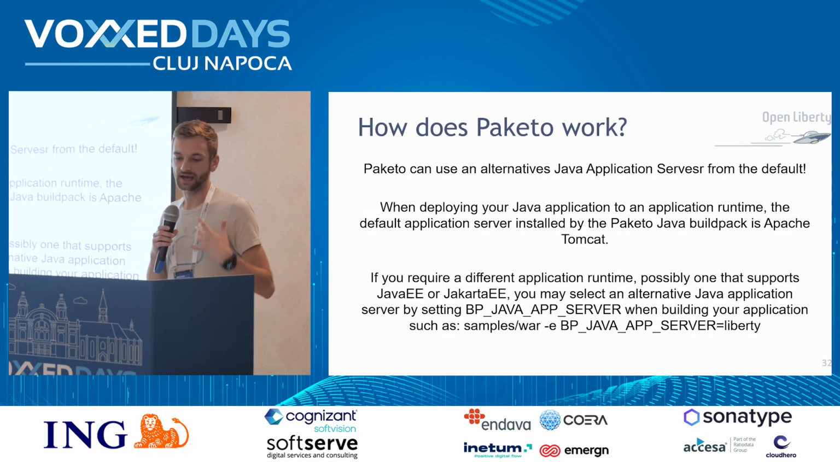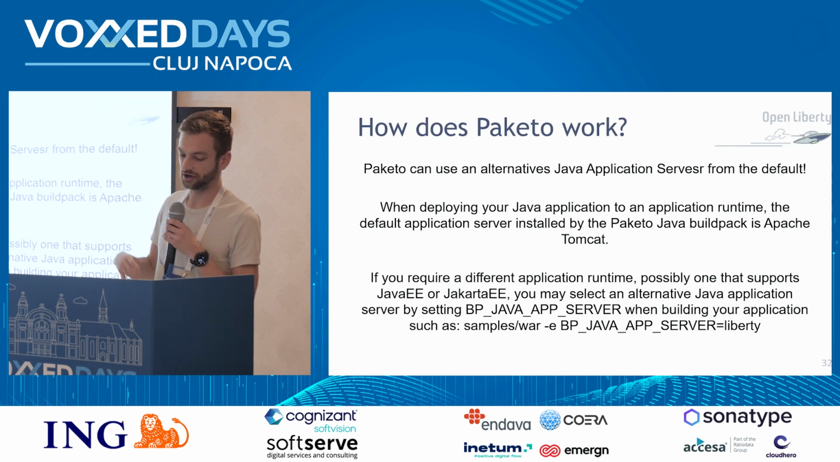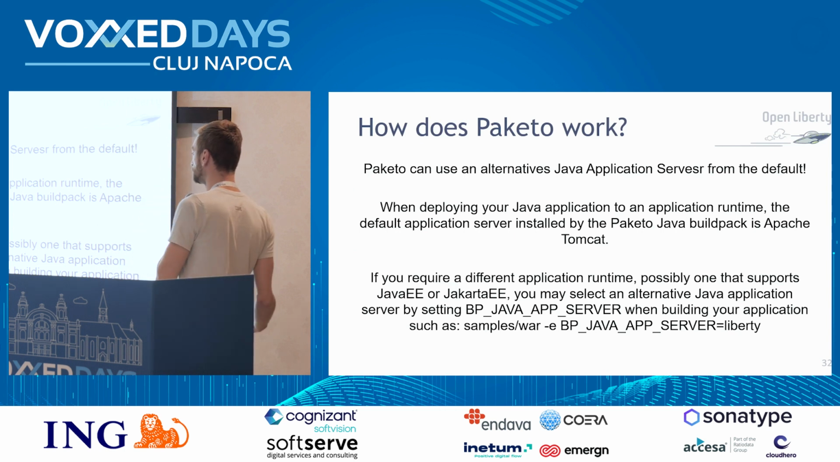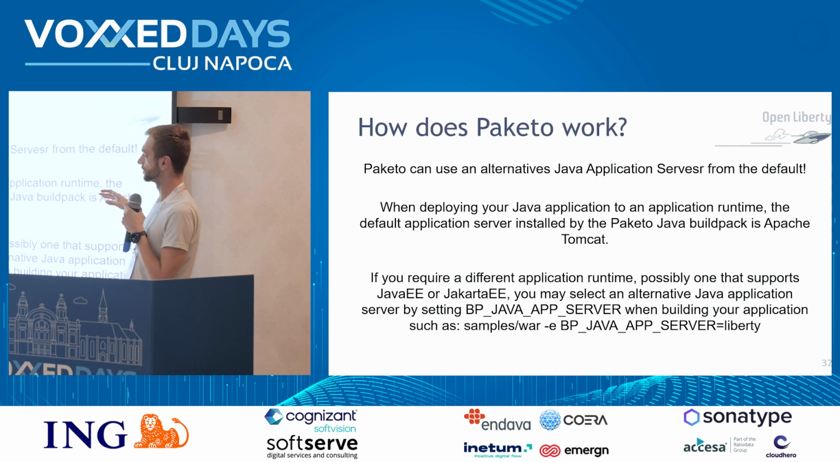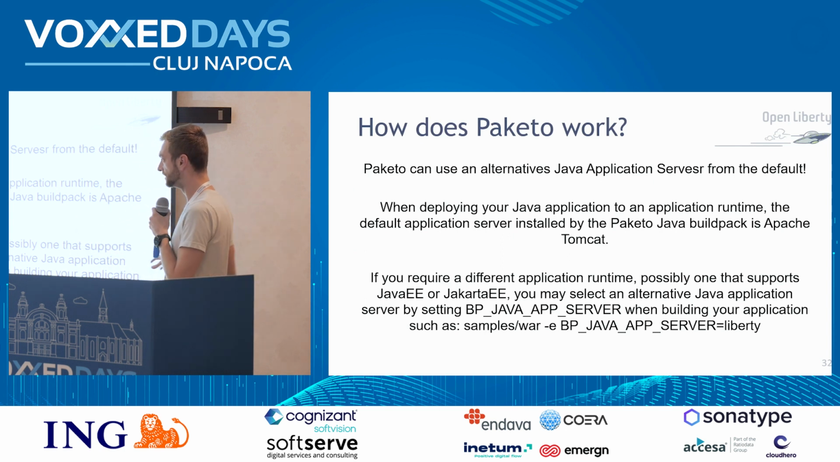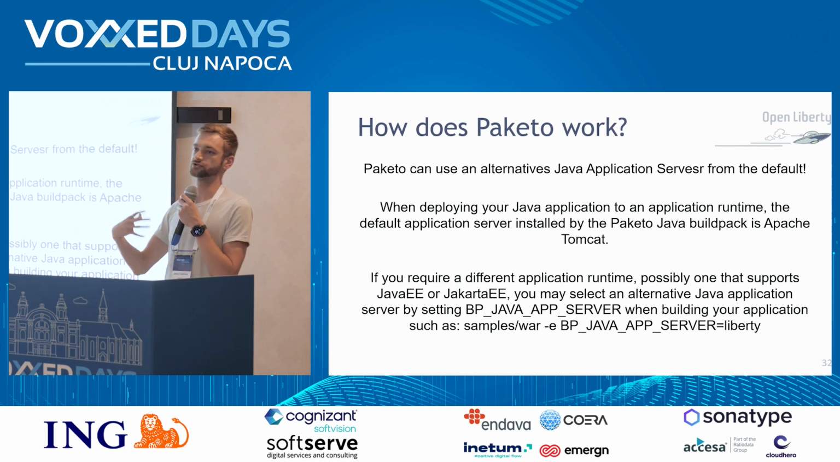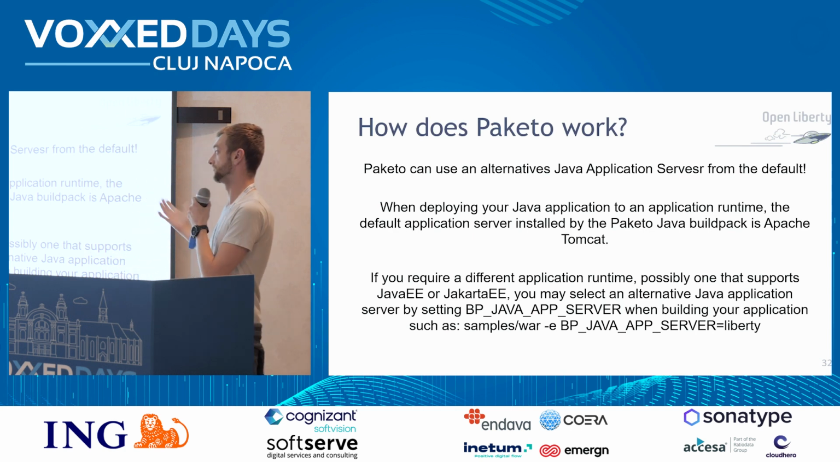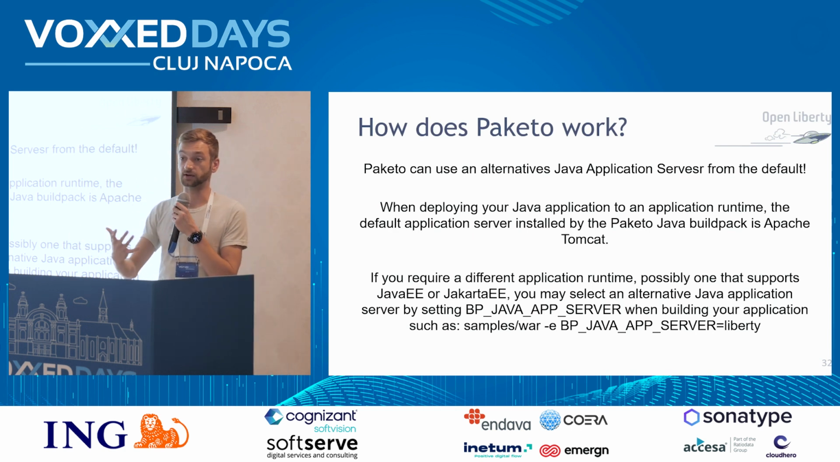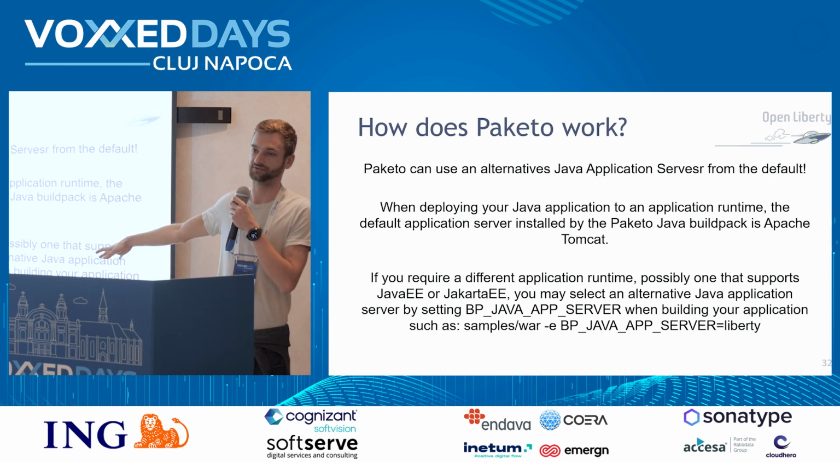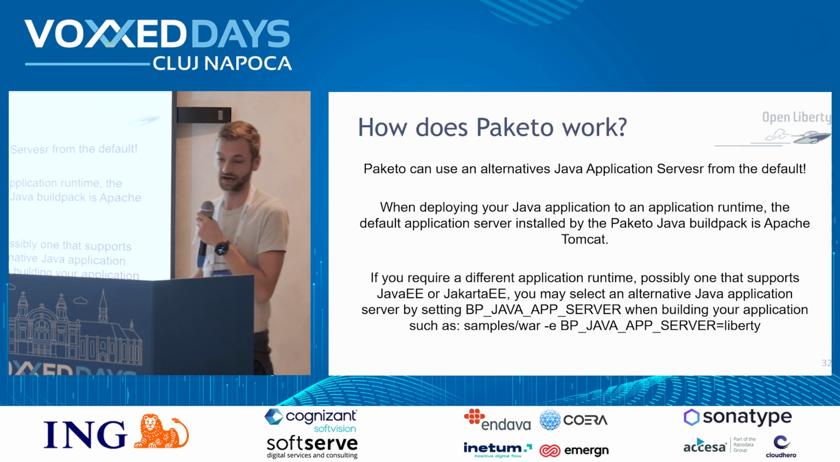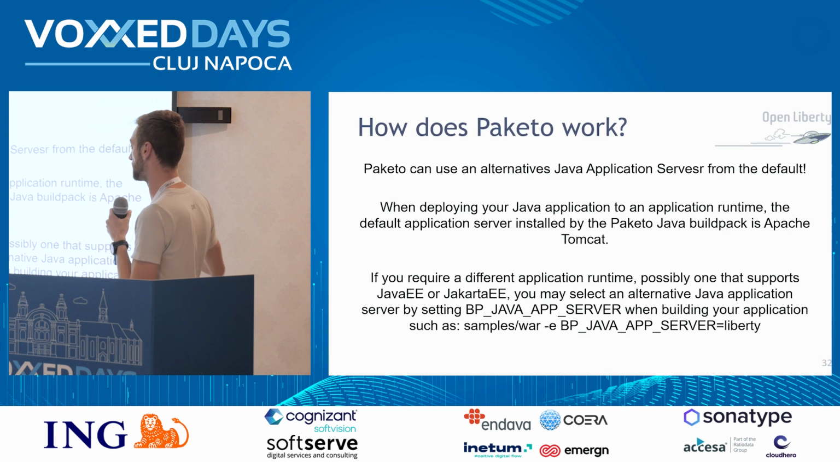So Paketo can use alternative Java application servers from the default. How this works is it will look at your source code structure. For example, if I've got my source code structured in a way where I'm providing an Open Liberty configuration file, it knows I'm using Open Liberty. So it'll go and get that runtime for me. I don't have to specify anything like that. It'll just go pick it up.